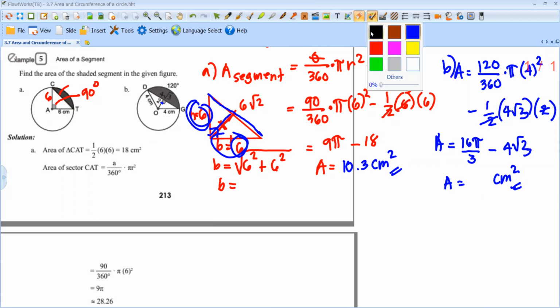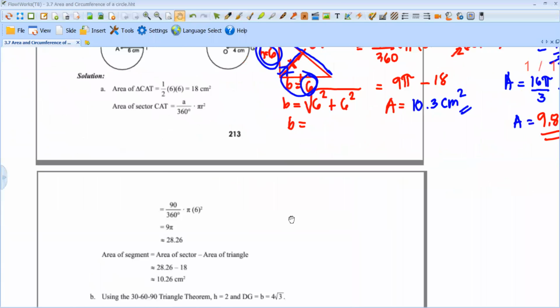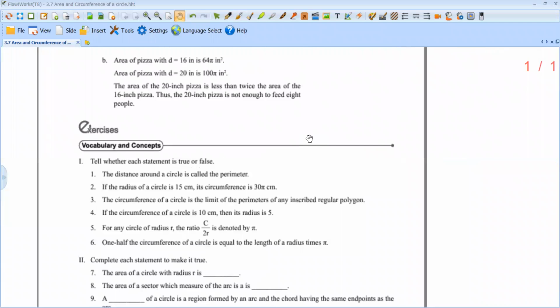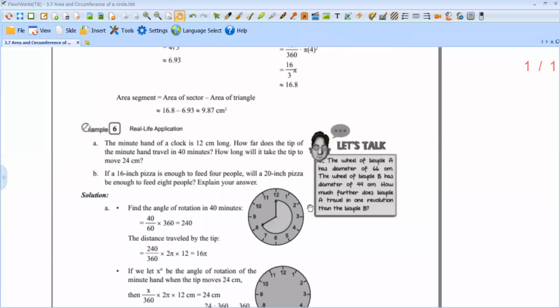All right. Clear? Do we have more? That's the application.